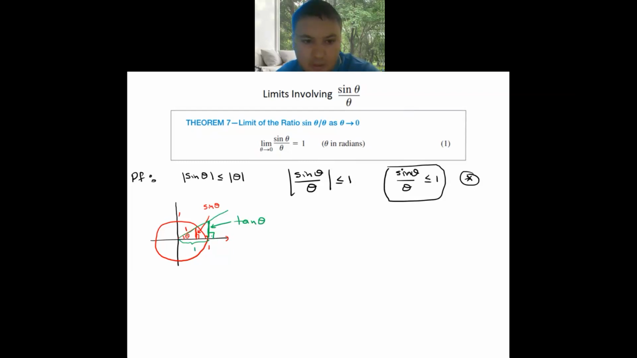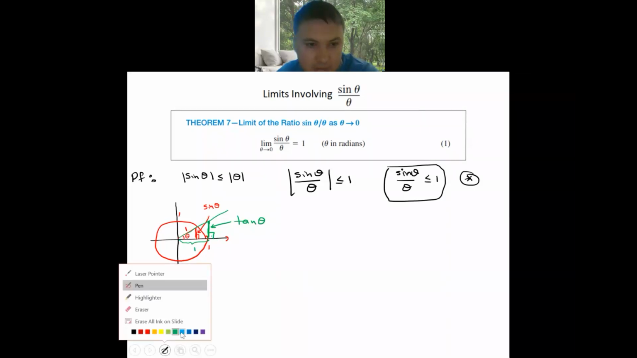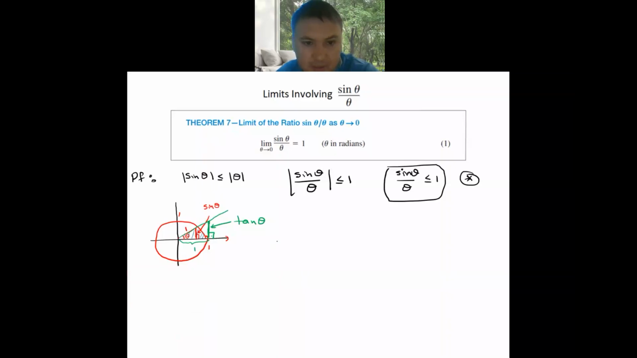So I can compare this small area. Let me pick a slightly different color here. If I look at the area of this sector, it's theta r squared over 2, but r is equal to 1. So this is theta over 2. And if you look at the area of this particular triangle, clearly it's bigger, right? But what is the area of this green triangle? It's 1 times tangent theta, divided by 2, right?